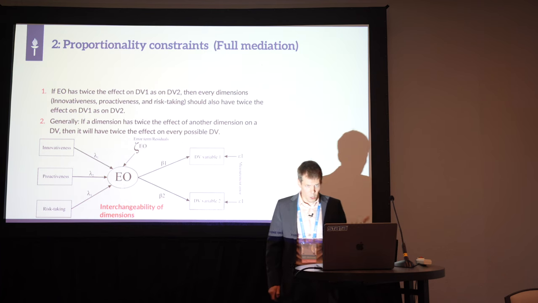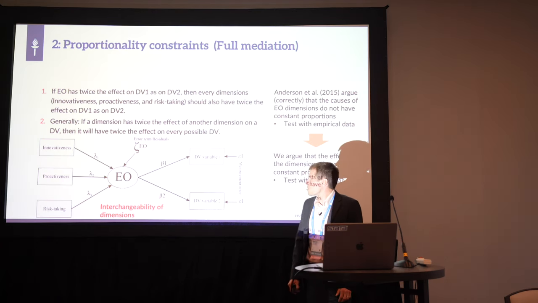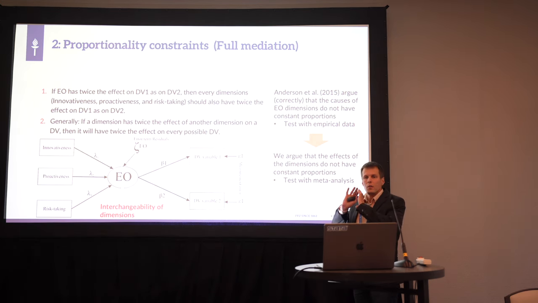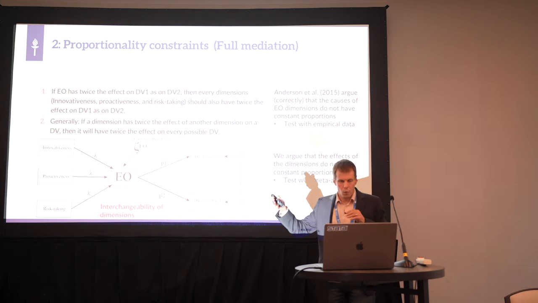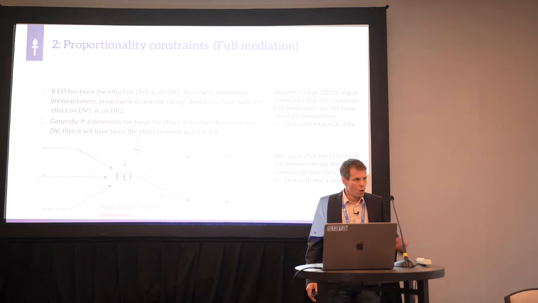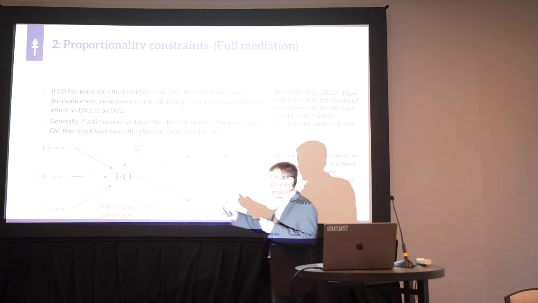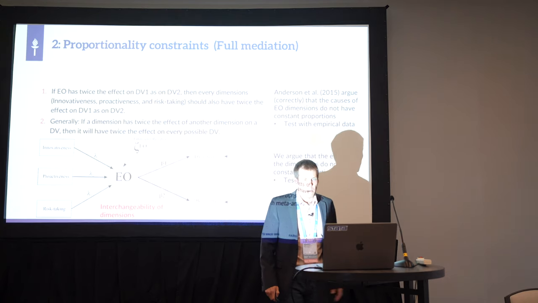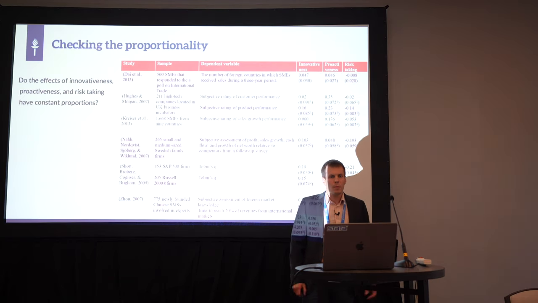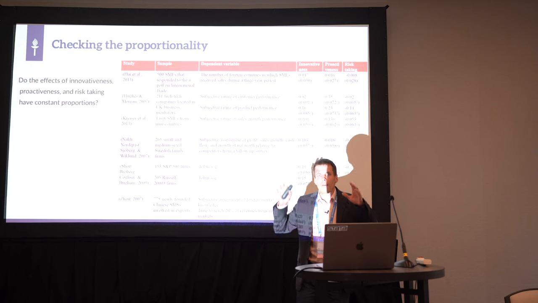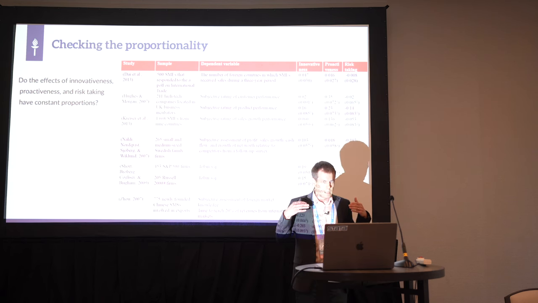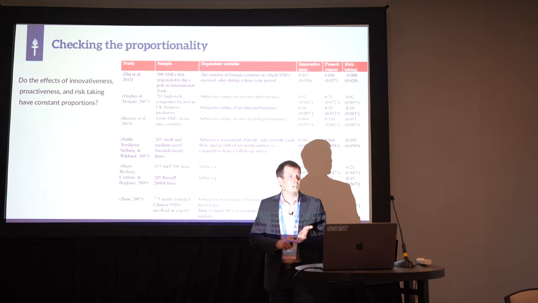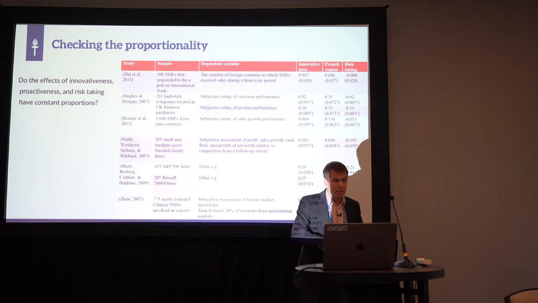So we build on Anderson's argument, who says that EO dimensions don't co-vary in a way that would support the reflective model. We argue that they don't co-vary with the outcomes in a way that would support the use of the formative model. And we test this with meta-analysis. What we do in the paper is that we collect various studies, and we collect the effect sizes of these three different dimensions from those studies that study the effects of innovativeness, risk-taking, and proactiveness separately.